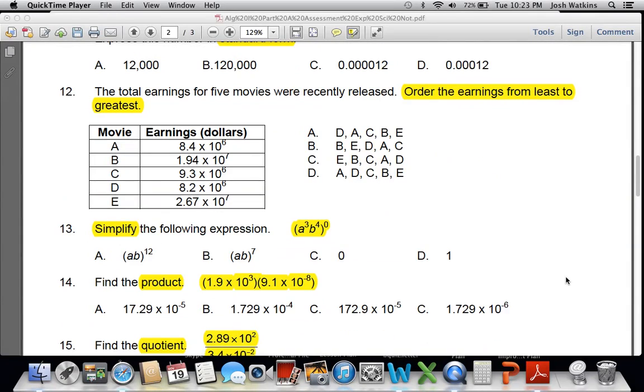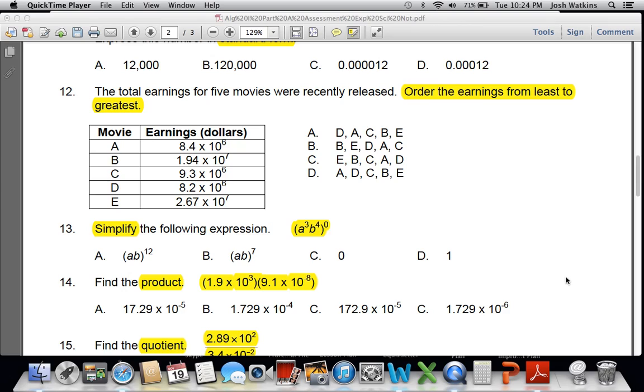Number 12. The total earnings for 5 movies were recently released. Order the earnings from least to greatest. Movie A earned 8 4/10 times 10 to the 6th. Movie B earned 1.94 times 10 to the 7th. Movie C earned 9 3/10 times 10 to the 6th. Movie D earned 8 2/10 times 10 to the 6th. And movie E earned 2.67 times 10 to the 7th.